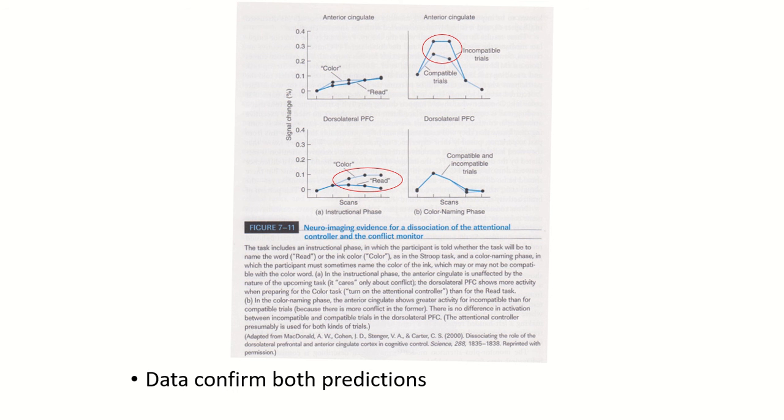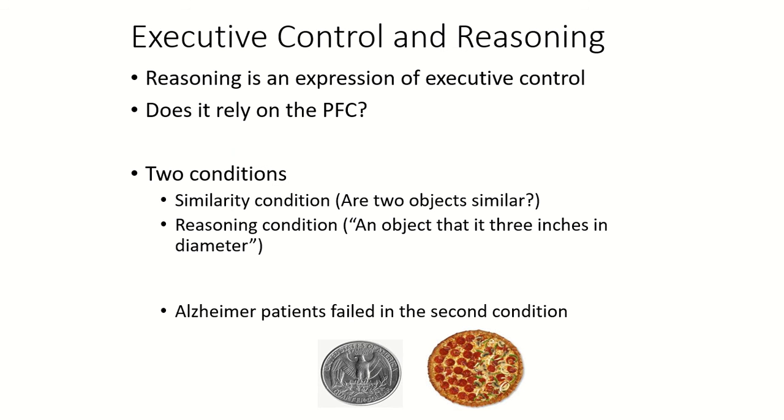Now, what's interesting too about the prefrontal cortex is that it's actually involved in reasoning as well, and reasoning also is an expression of executive control. So how do we know this? Well, they've done studies with Alzheimer patients and control patients where they gave them two objects and they had to pick one of the two objects to fit a particular description. And they did this in two different conditions. First, in a similarity condition where they would just ask people, are these two objects similar or not?